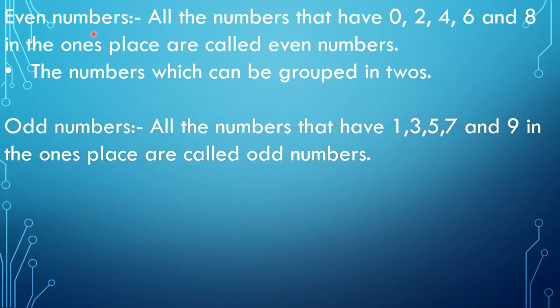Now what are odd numbers? All the numbers that have 1, 3, 5, 7 and 9 in the ones place are called odd numbers.